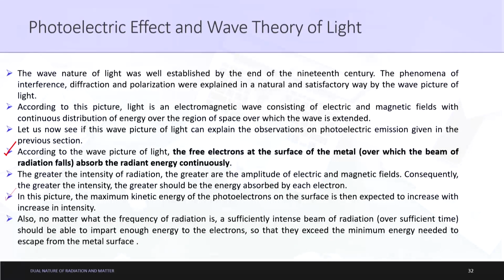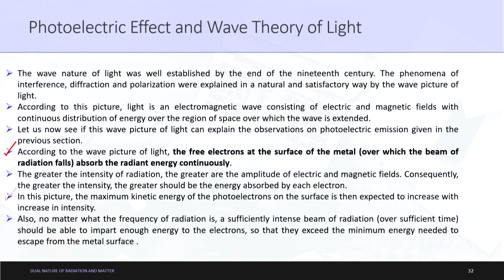So, as it has the energy, basically the amount of energy, if the energy is more, depending on the threshold frequency being intact, then if the frequency is more than that, the electrons can get ejected out. Okay. So, in this picture, the maximum kinetic energy of the photoelectrons on the surface is expected to increase with increase in intensity. These things are already understood in the experimental study: with the increase in intensity, the rate of electron emission per second increases.